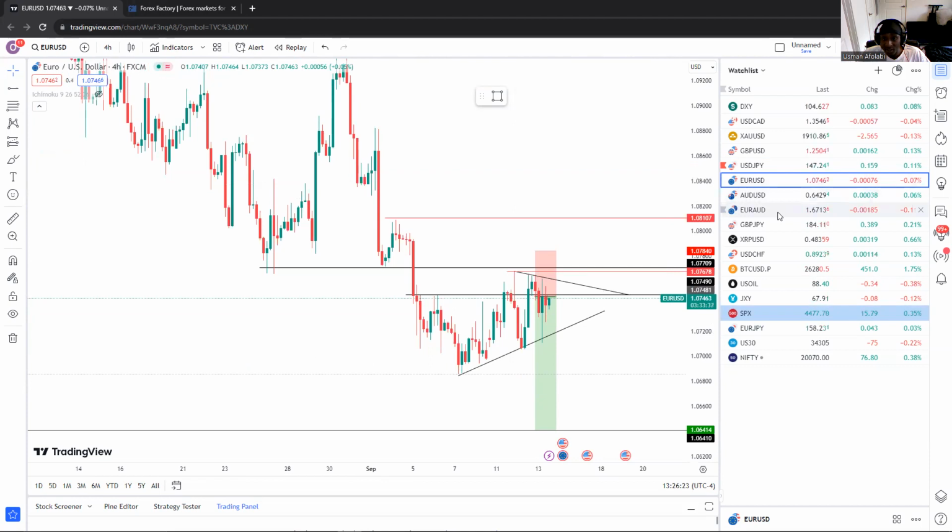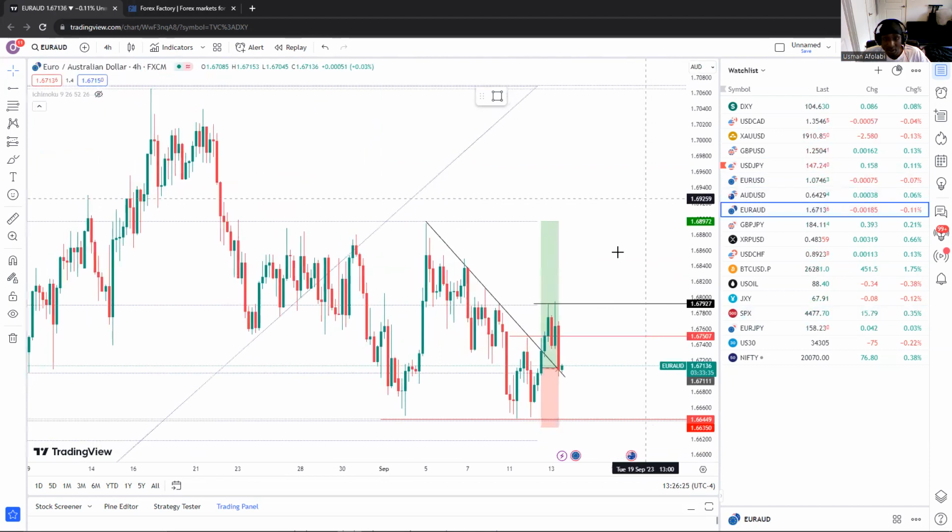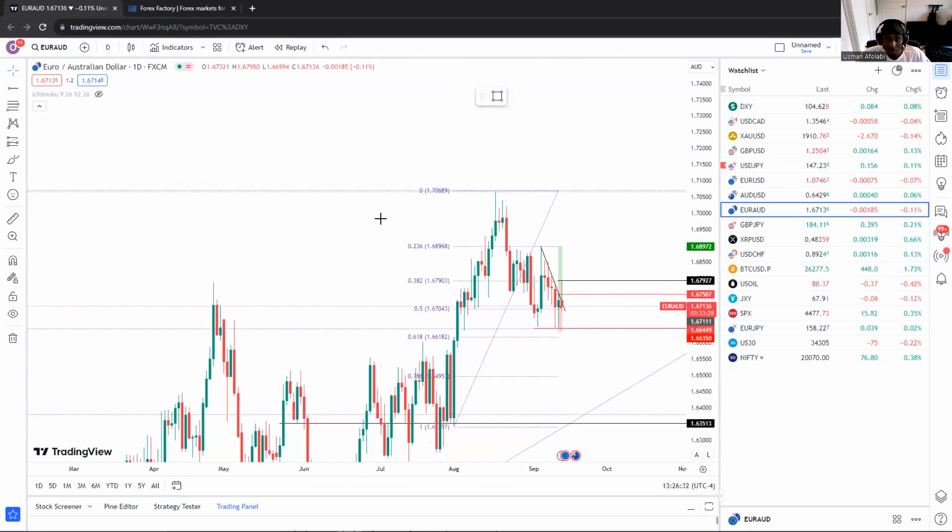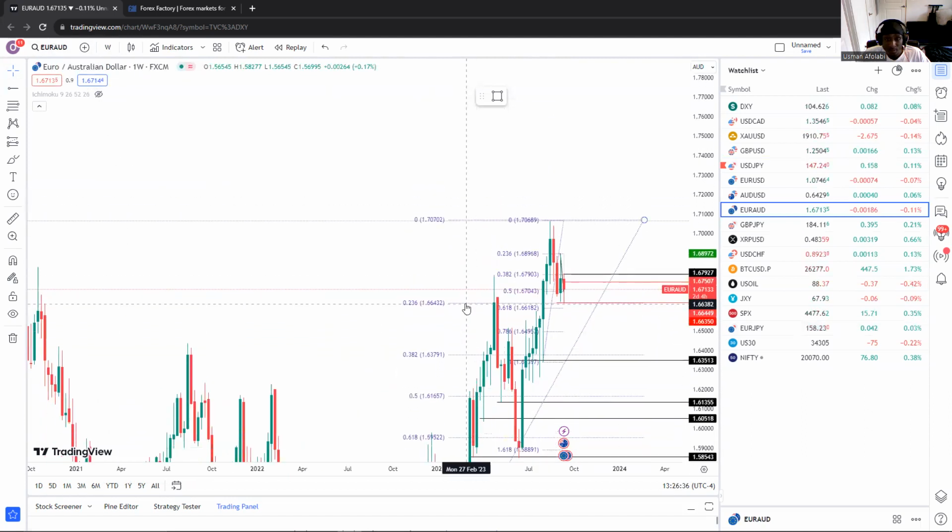Another trade that I was in was Euro AUD, but I am not in it anymore. So why did I take a buy on Euro AUD? Let's just go ahead and delete everything.